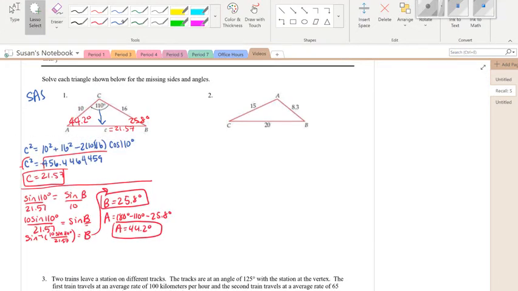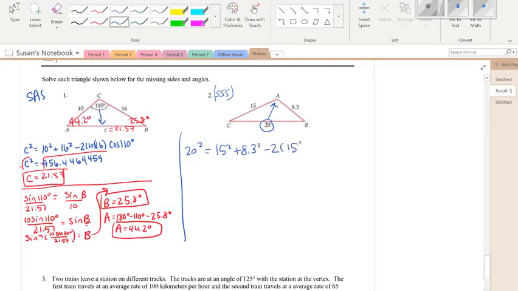And looking at the next triangle, this one is a side, side, side. So again, law of cosines. And again, remember our note that we said earlier, you always want to pick the largest angle when solving, because then that way you avoid the ambiguous case. So the largest angle is always across from the largest side, so that means we're going to be solving for angle A first. So we have 20 squared is equal to 15 squared plus 8.3 squared minus 2 times 15 times 8.3 times the cosine of A.